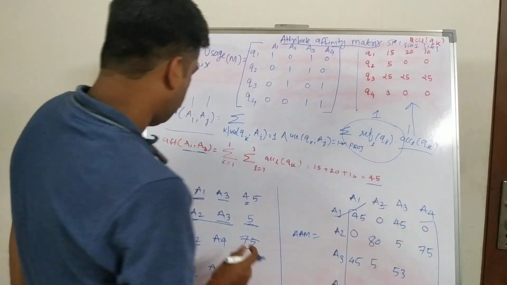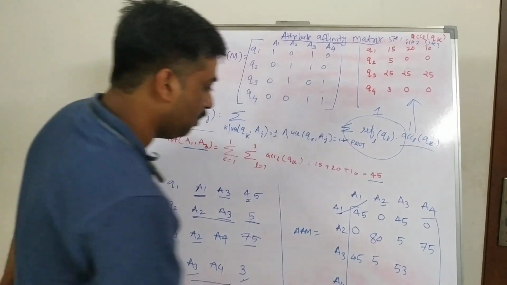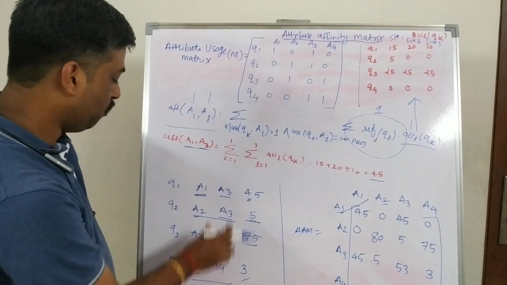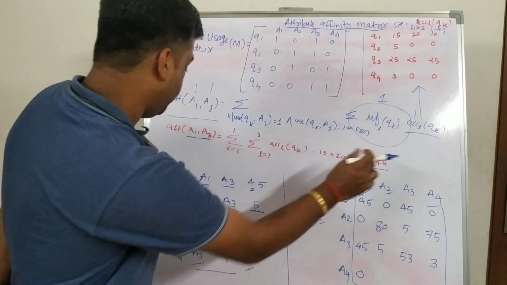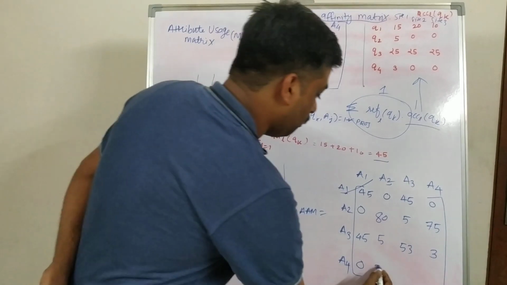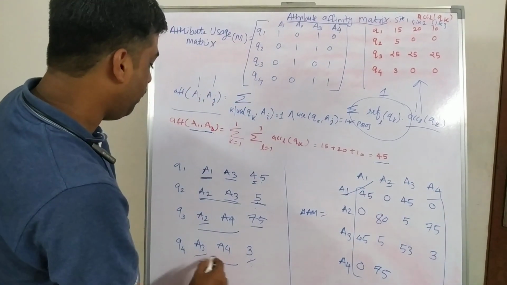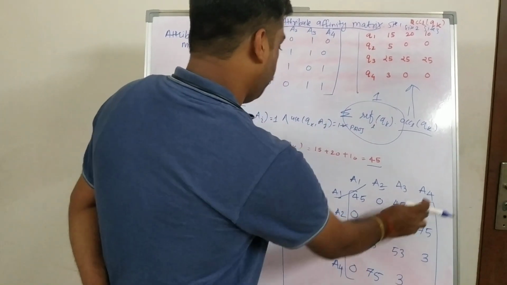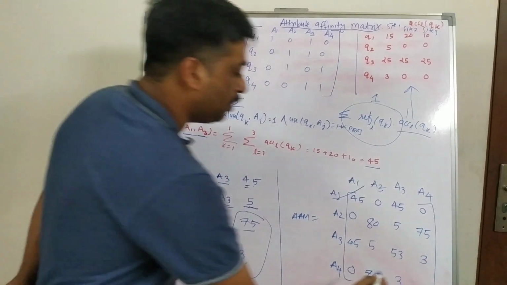A3, A4. So A3, A4 they together appear here, so the value is 3. A4, A1. So A1, A4 they do not appear together, so the value is 0. A4, A2. So A2, A4 they appear together here, so the value is 75. A4 and A3. So A3, A4 they appear together over here, so the value is 3. And A4, A4. So A4 appears here and here, so the value is 78.